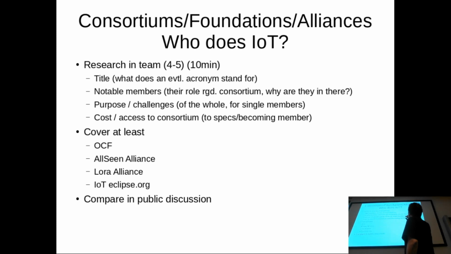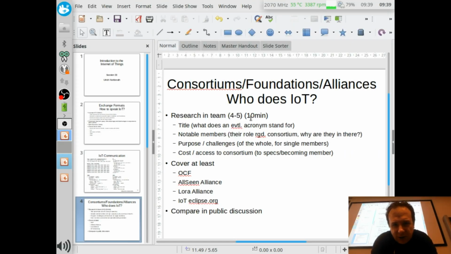Good, so in your team, I would say spend maybe 2 minutes to extend this list to maybe 8 foundations and then distribute it over your team who does actually what. So spend 2 minutes and find more consortiums than this and then distribute the work in your small class research team. I think I can actually give you 15 minutes. It's actually a bigger task. Let's say 15.